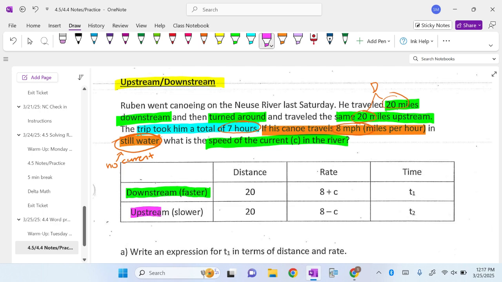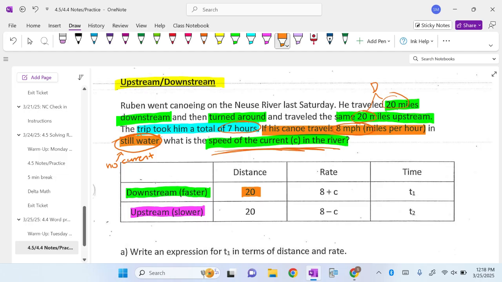So we want to find the speed of the current. And to do that, we want to find the actual speed that we were going with the current and against the current. All right, what that actual miles per hour was. Because if we go 8 miles per hour in still water, that does not account for the current, whether we're against it or with it. So this table is a good setup for how you may want to set up your problem. I highly recommend at least jotting it down every time you do this.